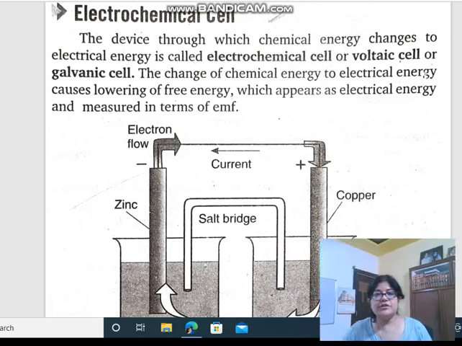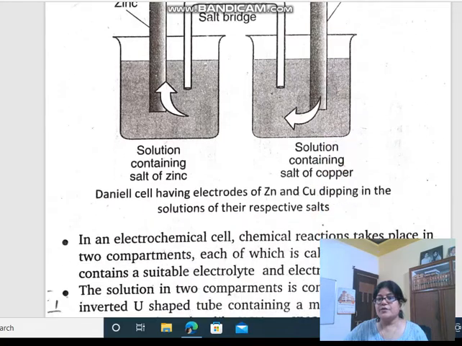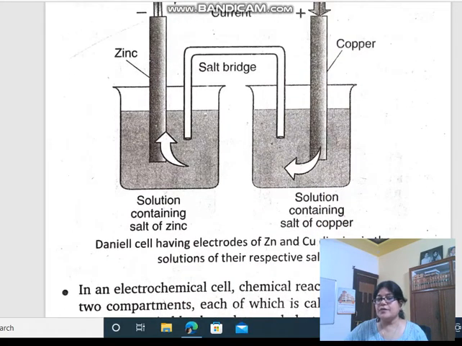In this section of lecture, we are going to study about what is electrochemical cell. Now this is the picture of the electrochemical cell. You can see over here, there are two separate vessels, and they contain some electrolytes. For example, here it contains the electrolyte of zinc, and here you can see that it contains the electrolyte of copper, in the liquid form.